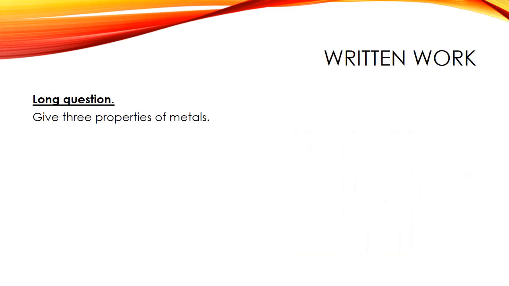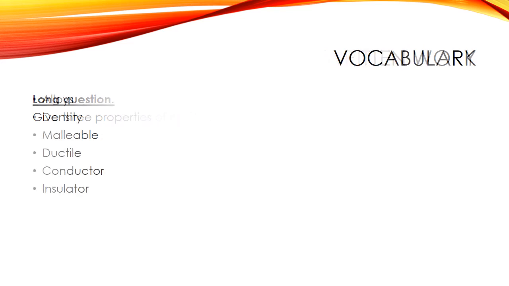Dear students, answer the following question in detail in your notebook. The question is, write 3 properties of metals. Dear students, in today's lesson you have learned some new words. You are required to find the meanings. Words are alloys, density, malleable, ductile, conductor, insulator.